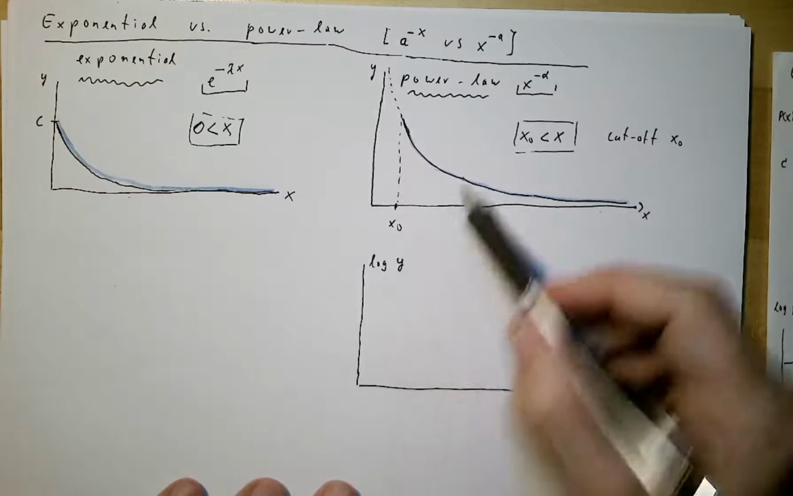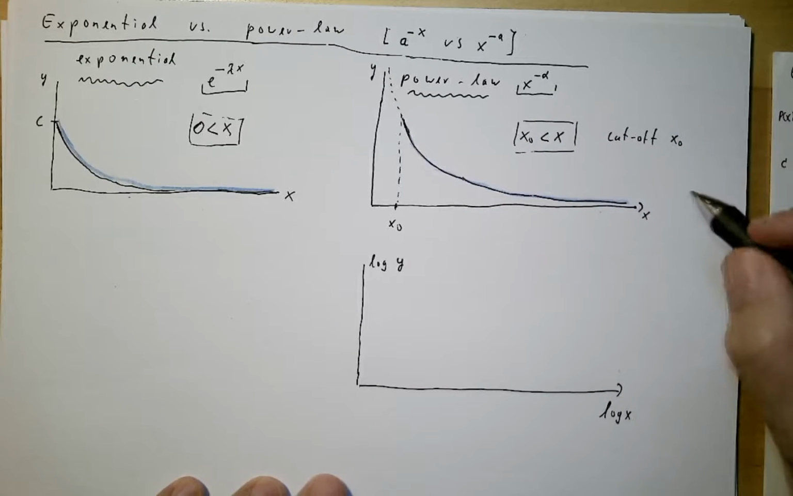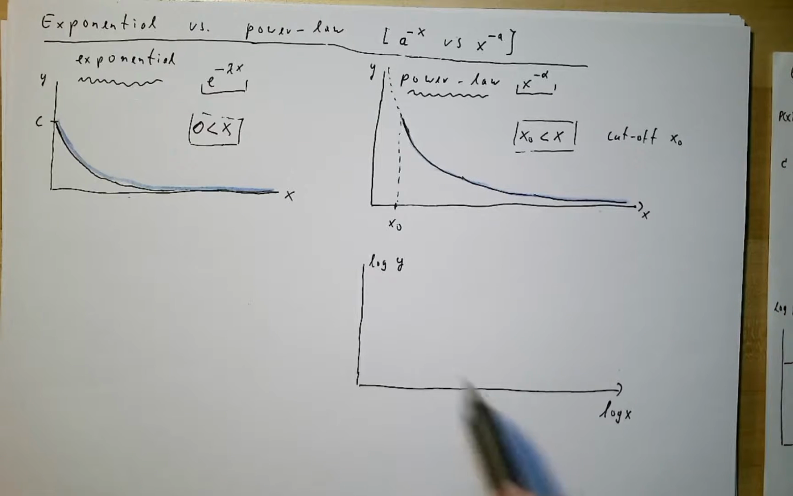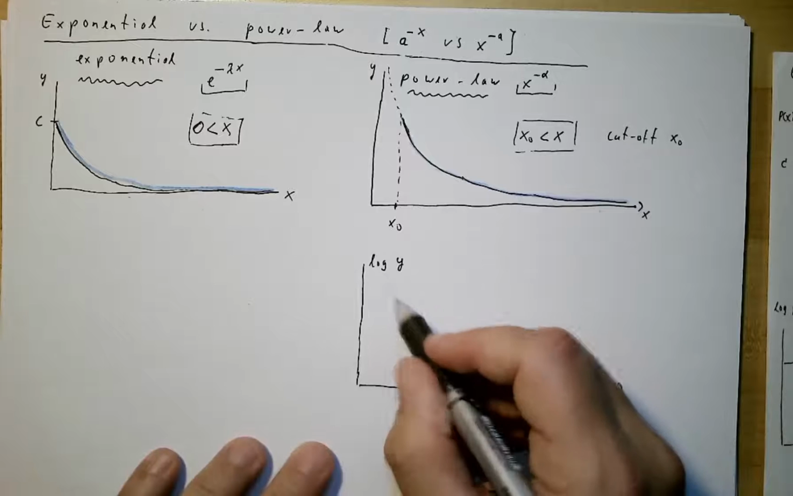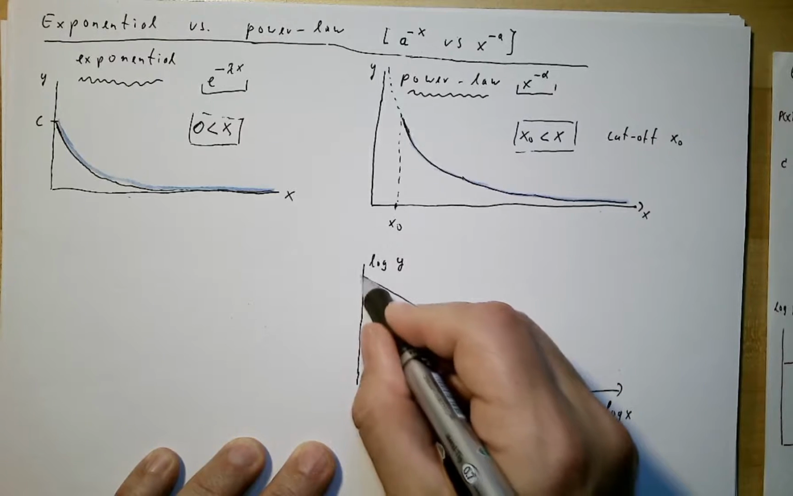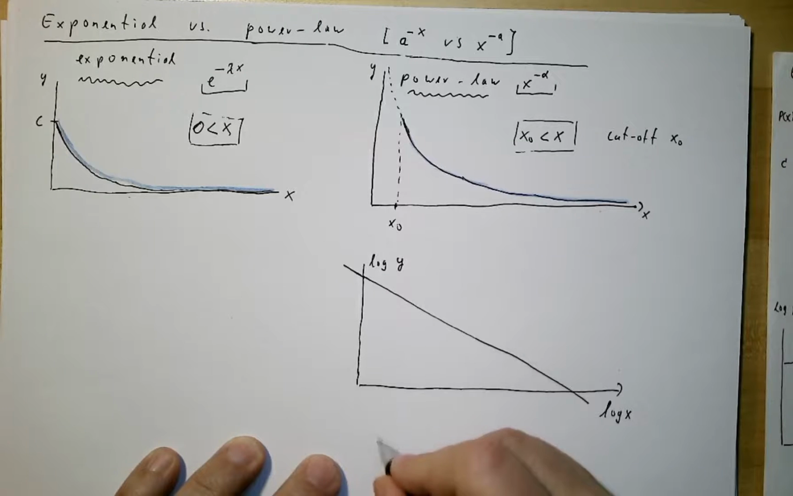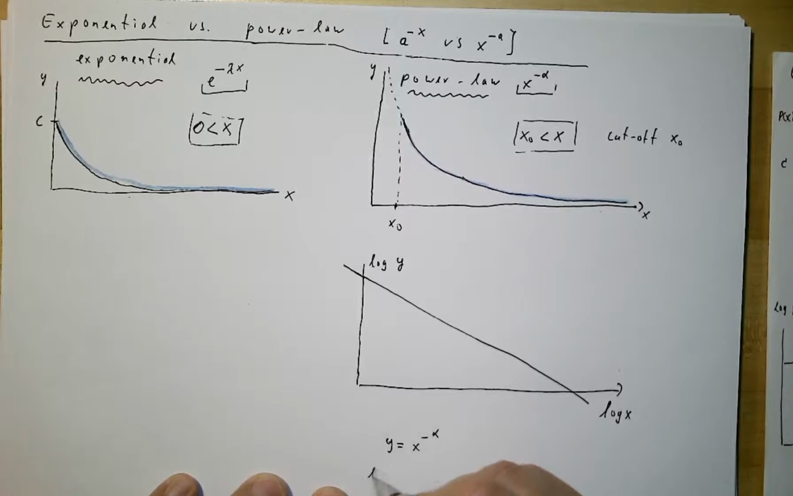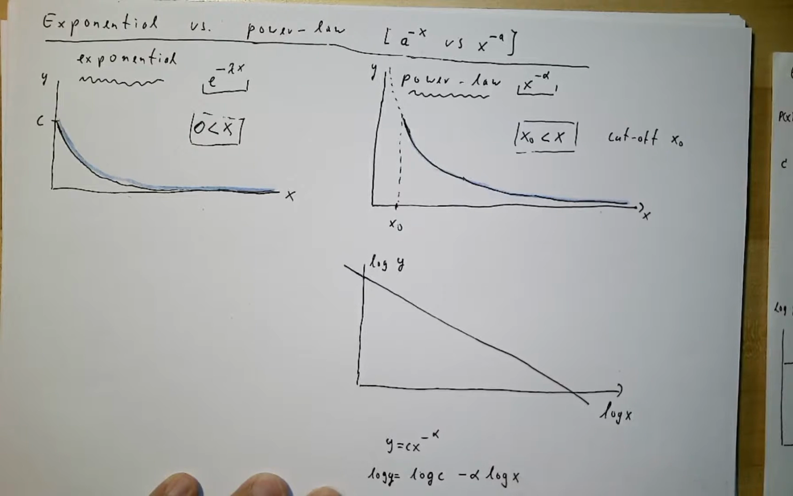And then the power law, if you transform, if we make this double logarithmic plot, then the power law will be a straight line in this plot. Why? Because if we have here y equals x to minus alpha, if we now take the log of this, then log y equals log of our constant minus alpha log of x. So in the log variable, this is just a linear function.